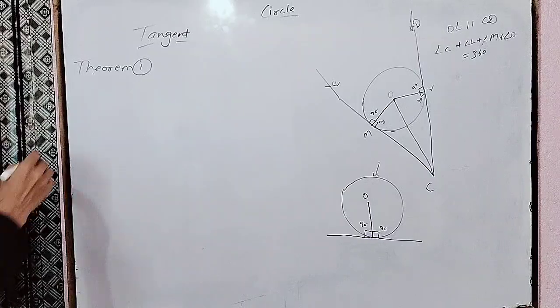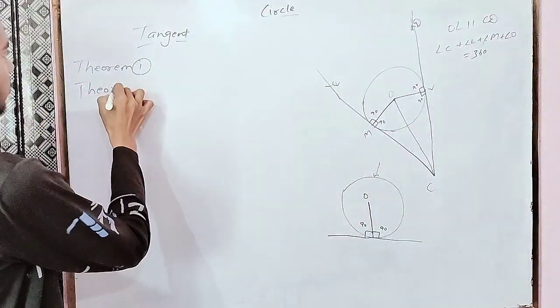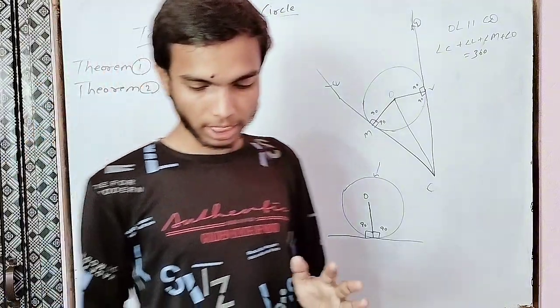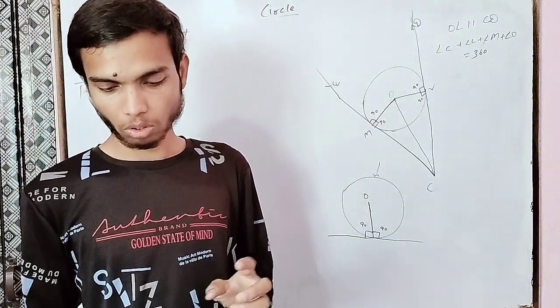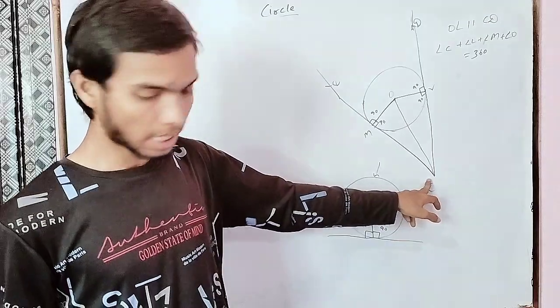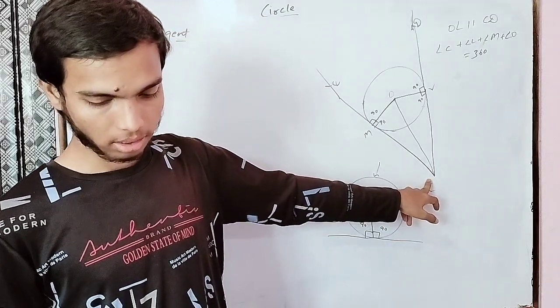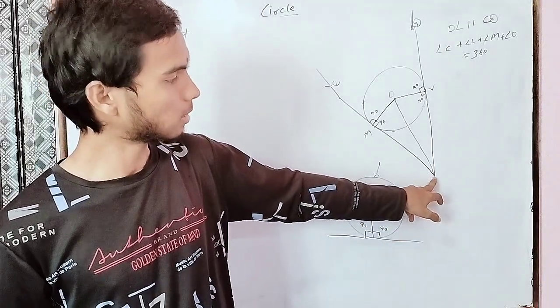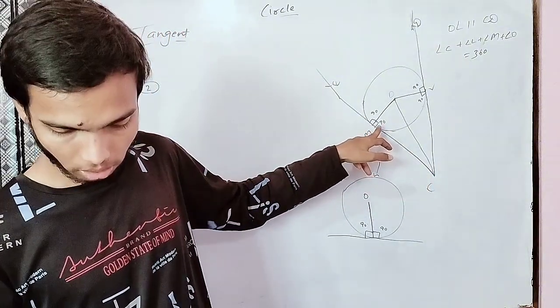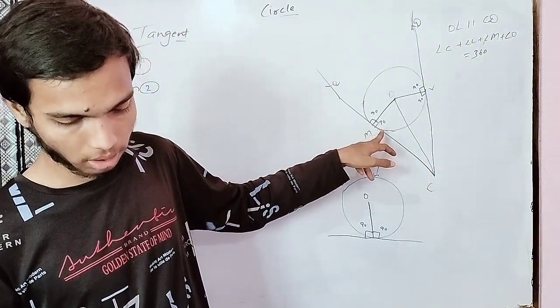Now the next theorem, theorem number 2, is saying that the length of tangents drawn from an external point to a circle are equal. Okay, this is the external point, and a tangent line is drawn from here to the circle.